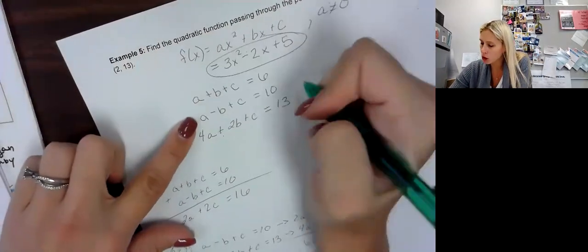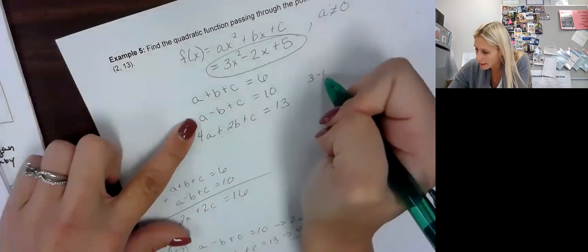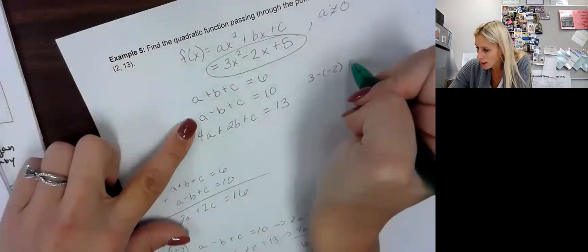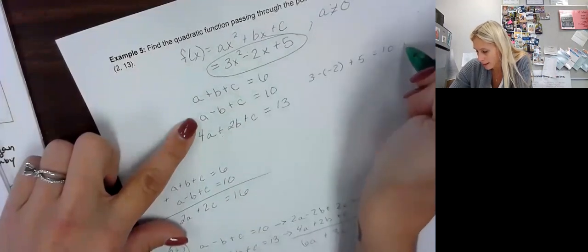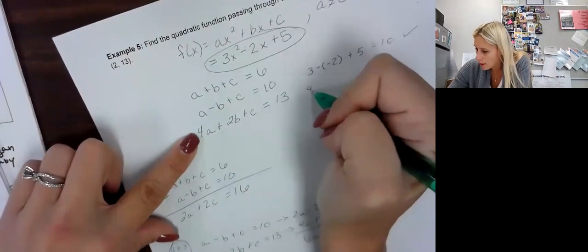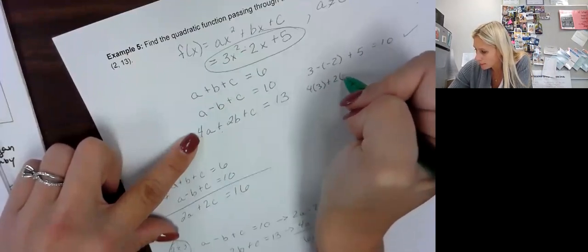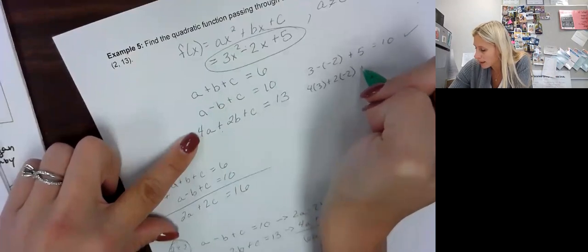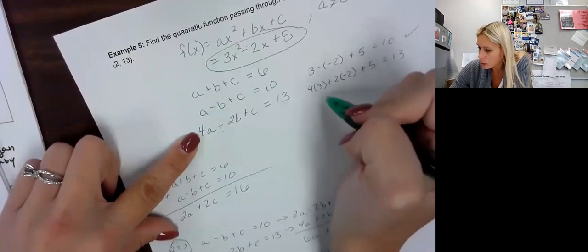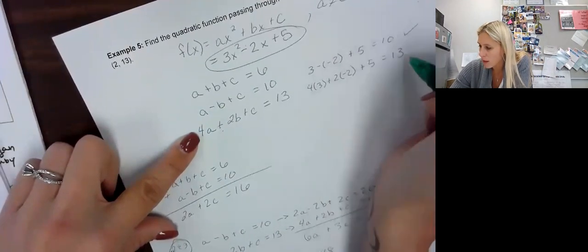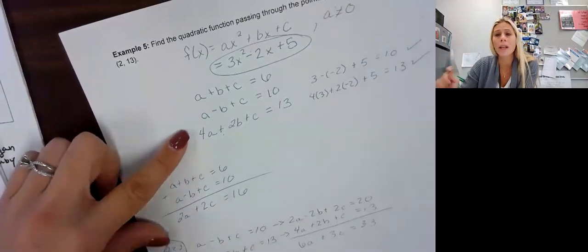Again, if you wanted to check, we could even check with this. So does 3 minus -2 plus 5, does that equal 10? Yes, it does. Is 4 times 3 plus 2 times -2 plus 5, does that equal 13? Say 12 minus 4 plus 5, 13, check. All done, guys. Take your time, organize your work.